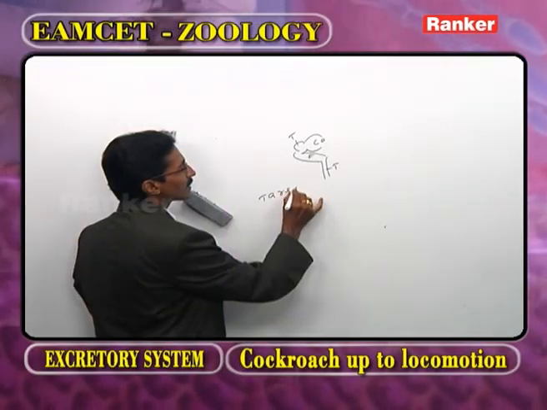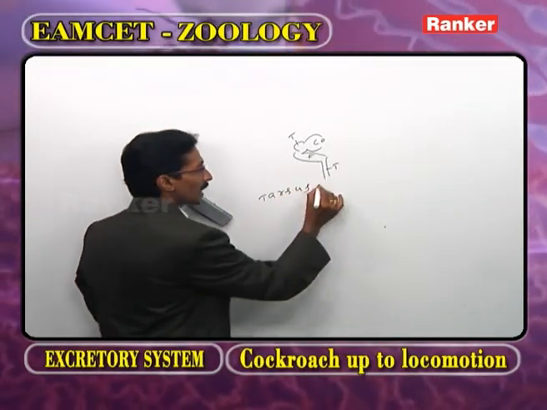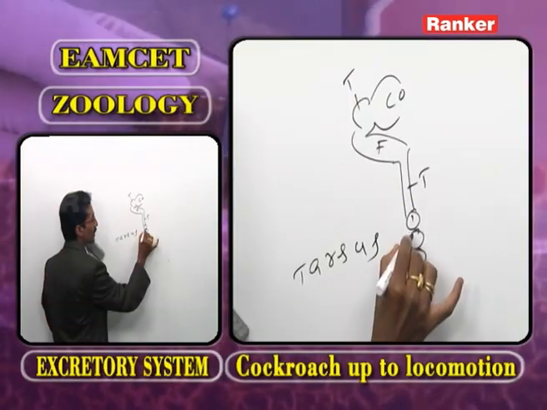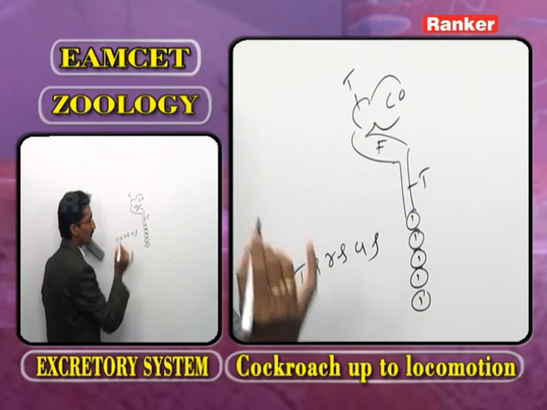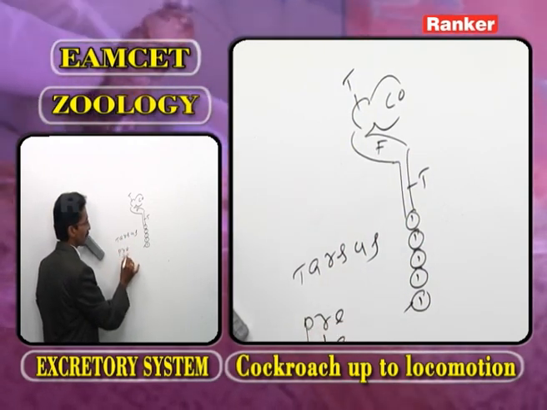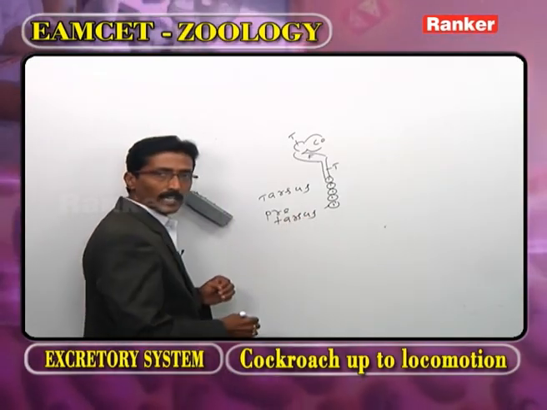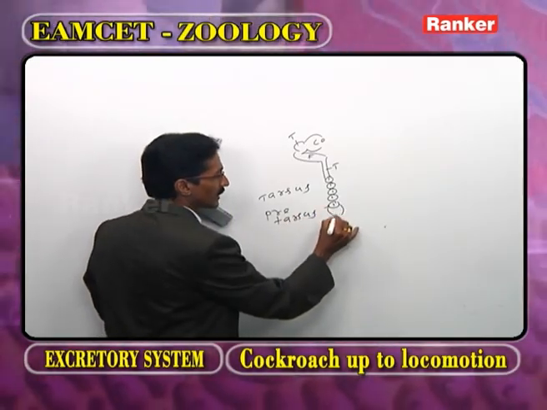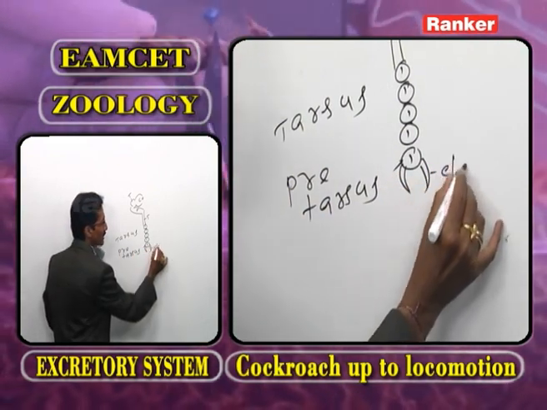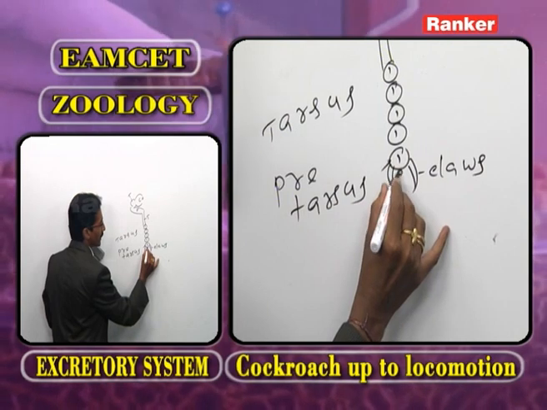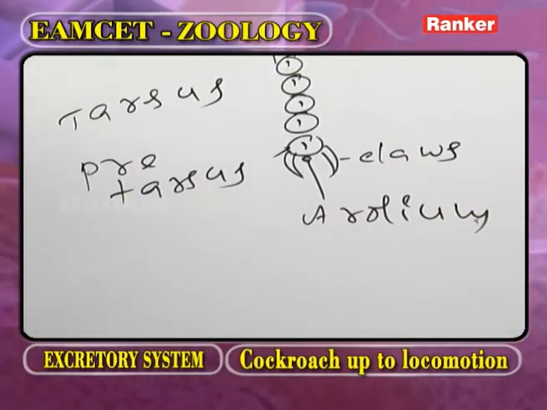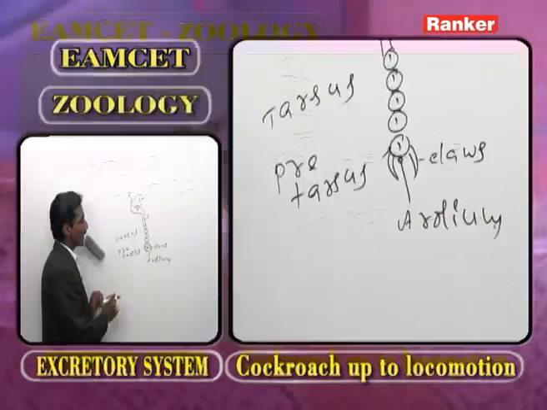Now what is the last segment? That we call tarsus. The tarsus has 5 tarsomeres: 1, 2, 3, 4, 5. The last tarsomere is called pretarsus. On either side of pretarsus, how many claws? 2 claws. Between claws, what is present? A bed-like structure called arolium. Now here the question is plantulae.